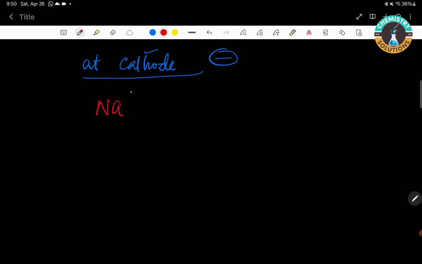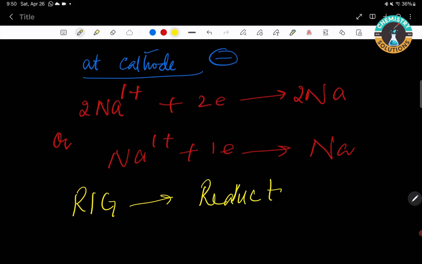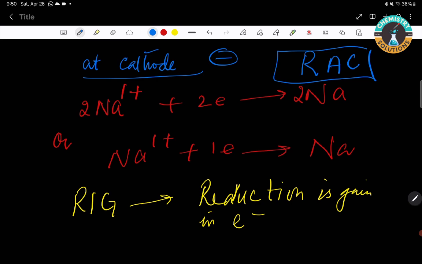Now if we talk about the cathode, this one is the negatively charged electrode. All positive ions will move towards it. Na+ needs 1 electron, but if it takes 2 electrons, it will become 2 sodium metal atoms if you are balancing the equations. Otherwise, if you write it like this, it is also acceptable and you will score marks. So this is the reaction at cathode. Remember the word RIG: reduction is gain of electron. You can also remember RACK, reduction at cathode.